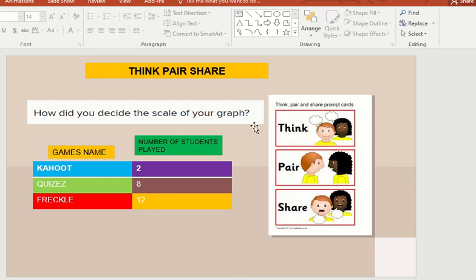For example, you can think and decide. For this Kahoot, these are game names, and these are the number of players who played. For Kahoot, quizzes, and Trickle, these three games, this is the data. Kahoot was played by 2, quizzes by 8, Trickle by 12. For this data, how will you select which scale you will be selecting? Select your scale and make it in your maths copybooks. If you want, you can make it with this video, or of course we will be making it in the class.